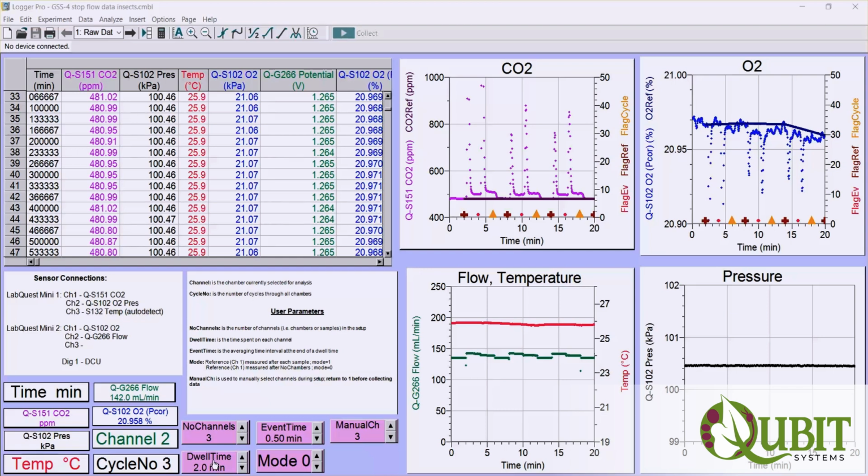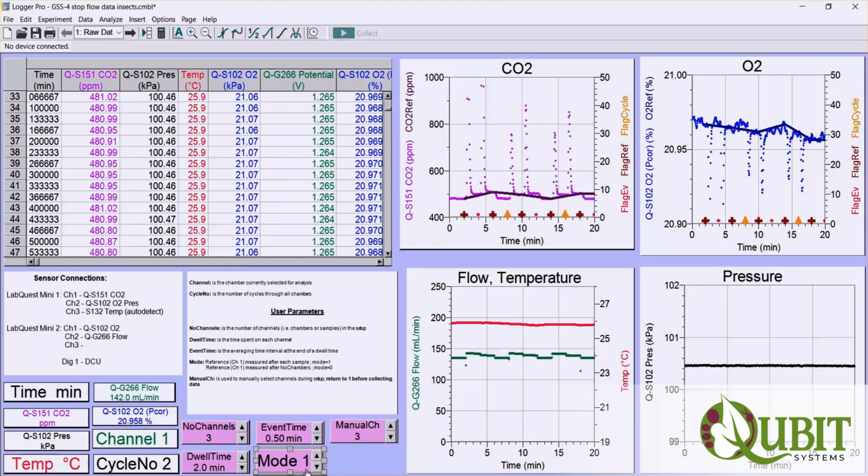And the third parameter that has to be set is the mode. Mode in this case was set to 0. In mode 0, reference channel 1 is measured at the beginning of the cycle, and then once all the chambers are measured. So basically you measure channel 1, which is your reference, then channel 2, 3, 4, and then back to channel 1, the reference.